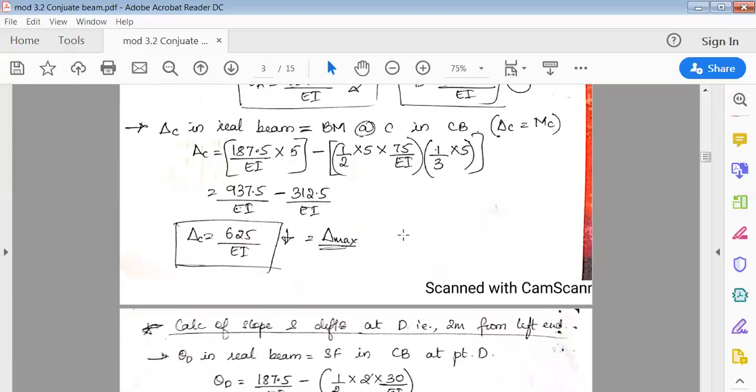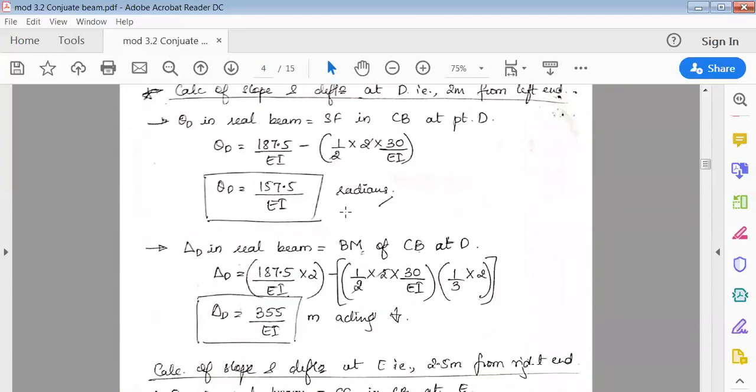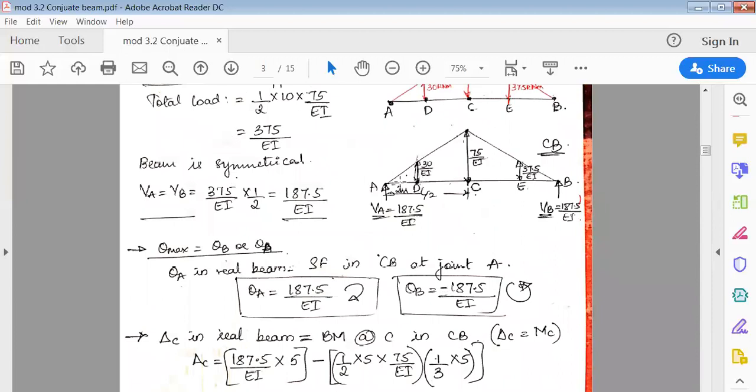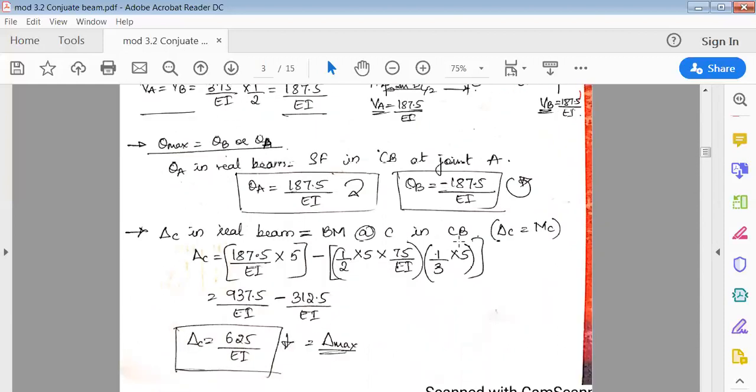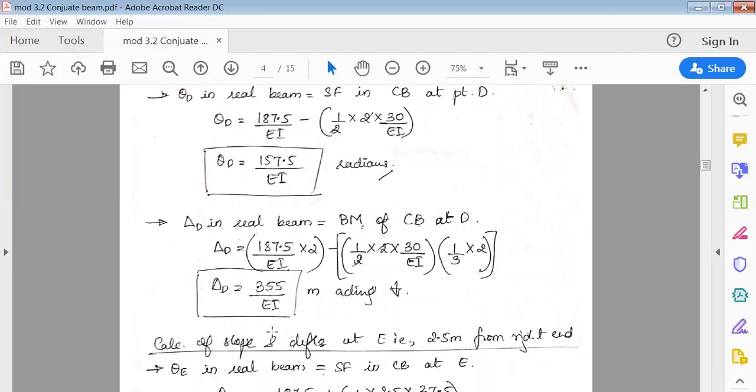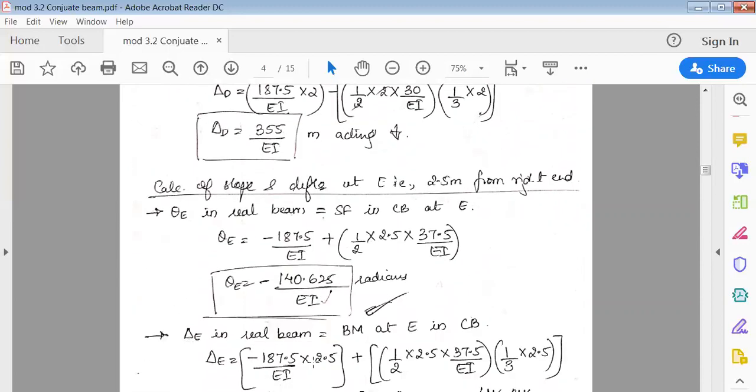So it is again half into base 2 meter, height is 30. Now it is acting, you're measuring from D point here. So if you're measuring from D, the centroid of the triangle measured from the base of the triangle is 1/3. So this is 1/3 of 2 meter. So now delta D is, solve this, simplify, and you'll get this answer. Likewise, you have to carry out the same step for theta E, to find theta E and delta E.